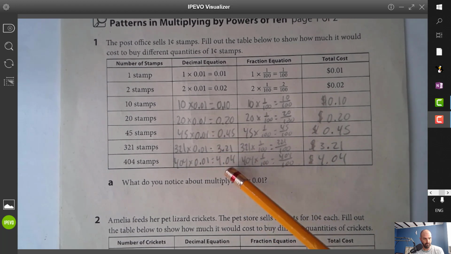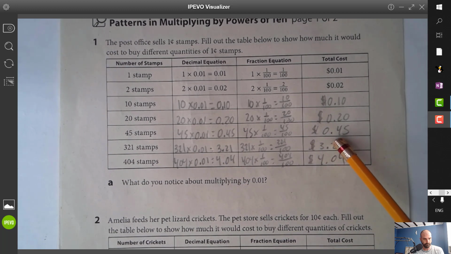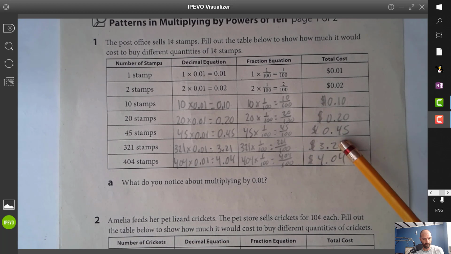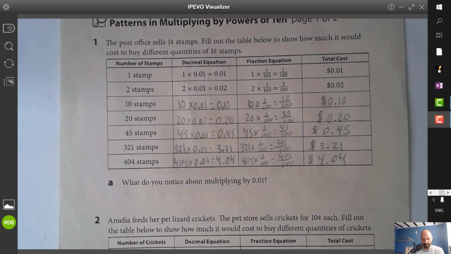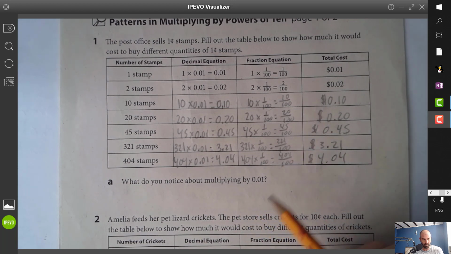So in decimal, the only difference between decimal and money is, at least with American money, we only have 2 spots to the right. And then we're going to add that number sign, or the dollar sign. So what do you notice about multiplying by 0.01? My numbers shift 2 spots to the right. You could also talk about the decimal point moving. I don't think that's the best way to go about doing it, however.